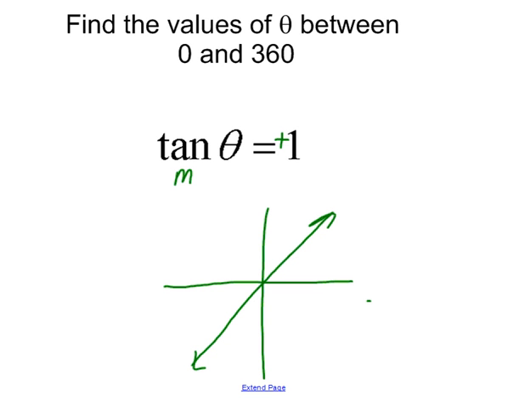Okay, so then you ask yourself, well, what reference angle am I going to have to get in order to get 1 for my slope? And hopefully we remember that tangent is also y over x. So you're looking for where is y and x exactly the same. And that's going to be in your 45, 45, 90 triangle.